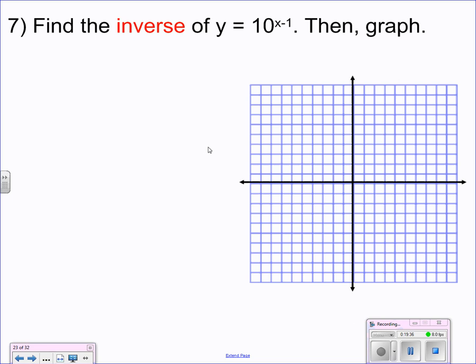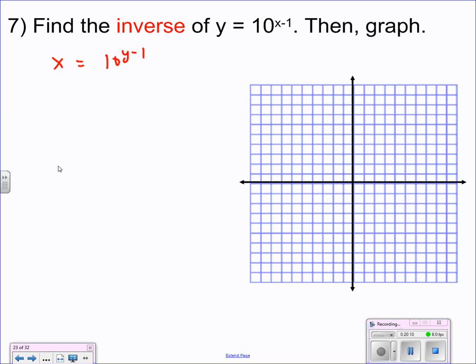For number 7, it wants us to find the inverse and then graph. So we've done a lot of examples of finding inverse. The methods are still the same. First, change f of x to y if necessary. It's not necessary for this one. Second, replace or switch x and y. So x becomes y and y becomes x. Done. Now we get y by itself.